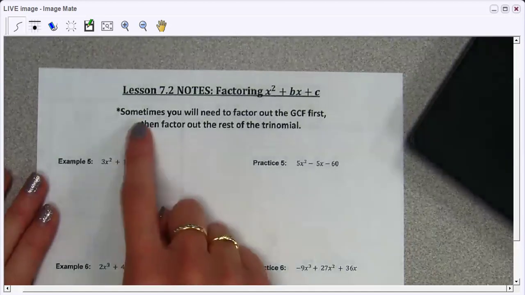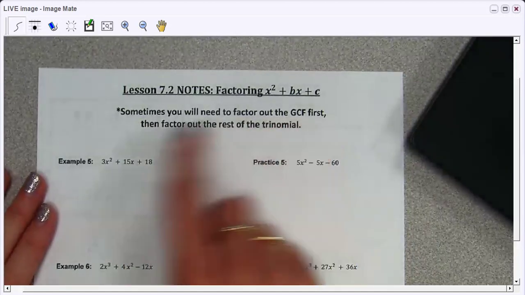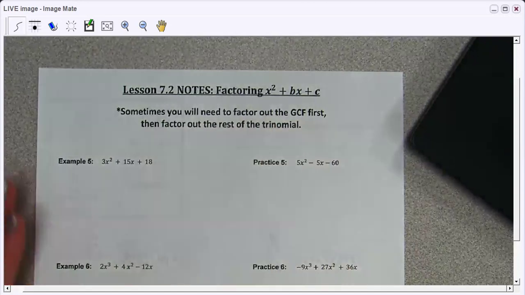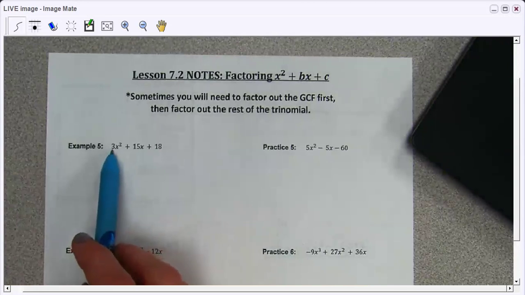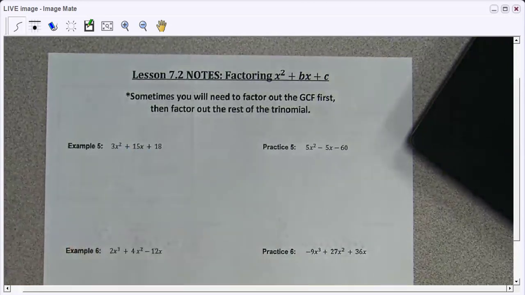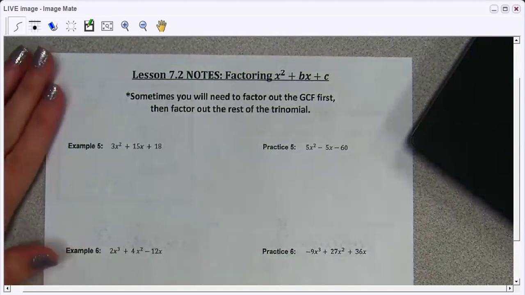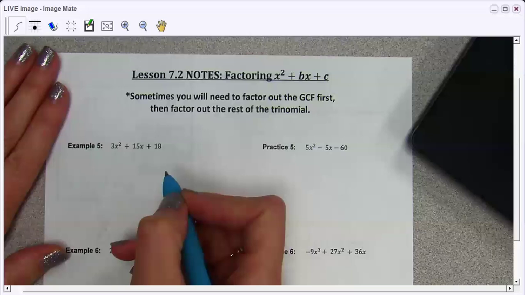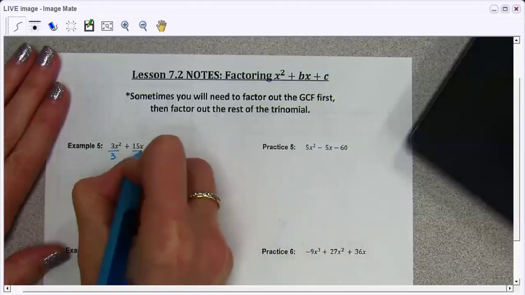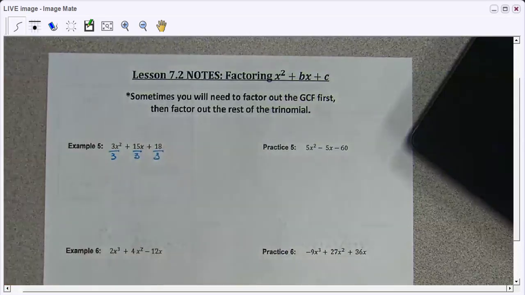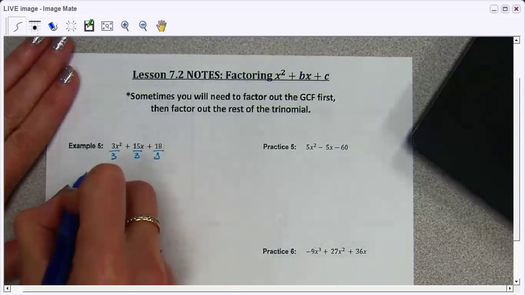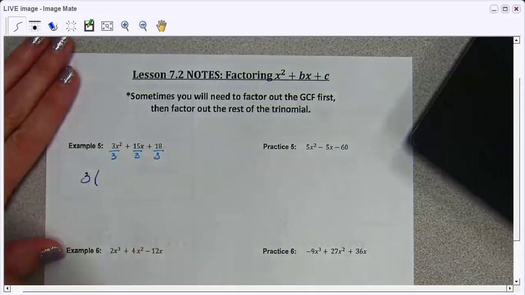So up at the top, it says sometimes you will need to factor out the GCF first, then factor out the rest of the trinomial. So we did practice this, or we did actually learn this in the last chapter. So we need to figure out the greatest common factor between 3, 15, and 18. And in this case, it would be 3. Okay, so let's factor out a 3. Now this time when we factor it out, you need to always keep the 3 with you, okay? Don't get rid of the 3. So once I factor out the 3, it goes on the outside of the parenthesis.